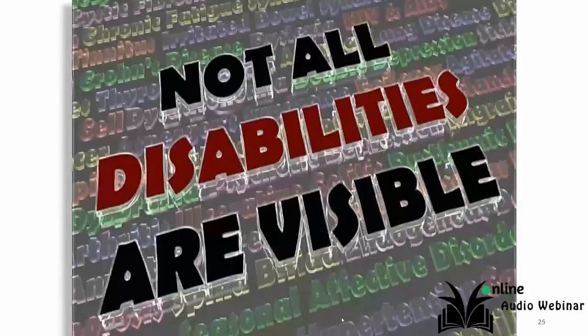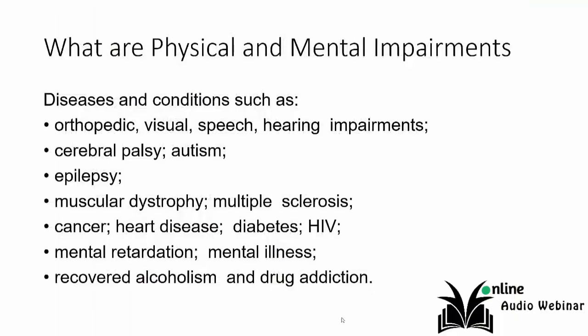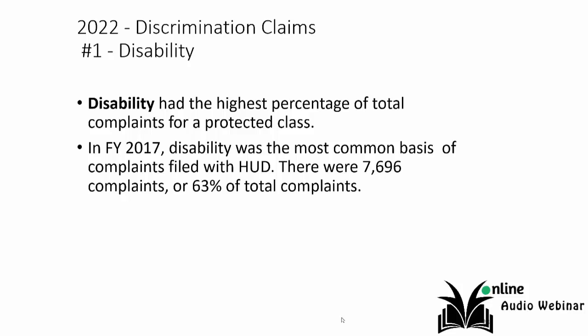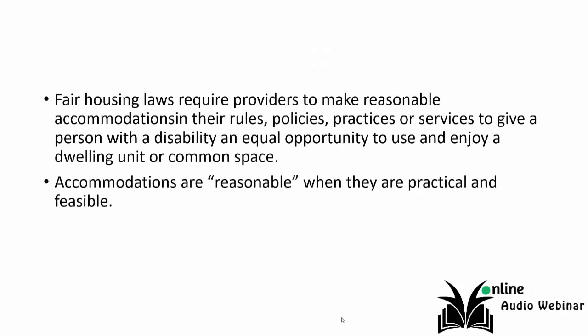Now, you need to remember that not all disabilities are visible. There are physical and mental impairments. Disability had the highest percentage of total complaints to HUD for the protected class. So that was the number one on the hit parade, I guess you'd want to say. Fair housing laws require providers to make reasonable accommodations to their rules, policies, practices, or services to give a person with a disability an equal opportunity to use and enjoy the dwelling.